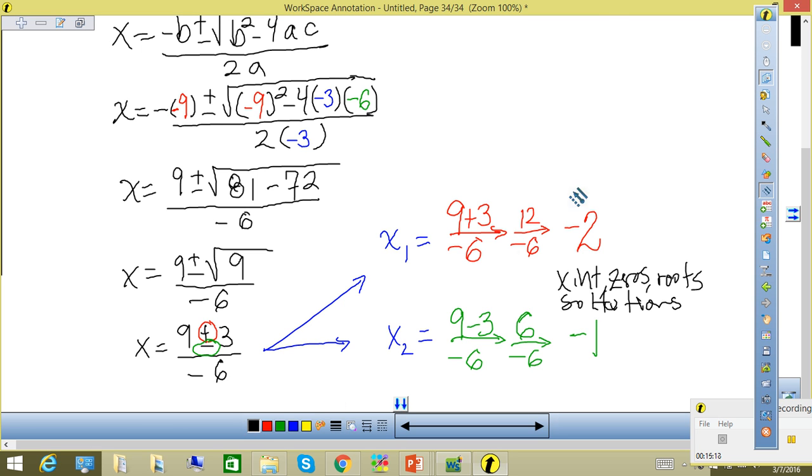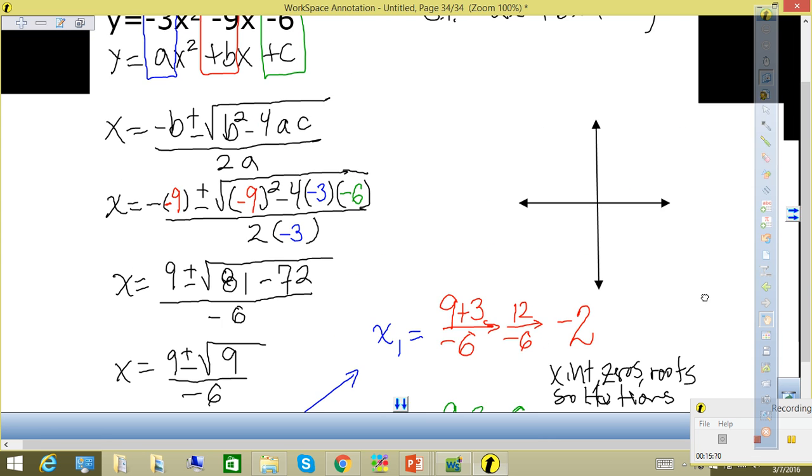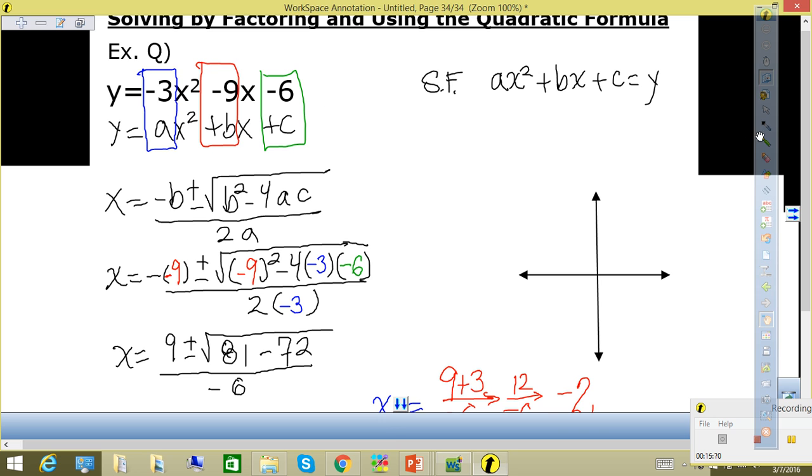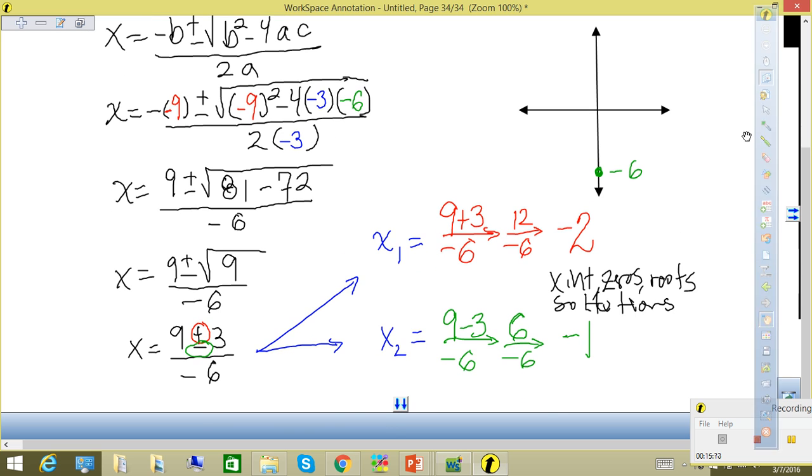Here's my parabola. My coordinate plane. What is our y-intercept? Everyone? What is our y-intercept? Negative 6 goes down here. What are our x-intercepts? Negative 2 and negative 1.